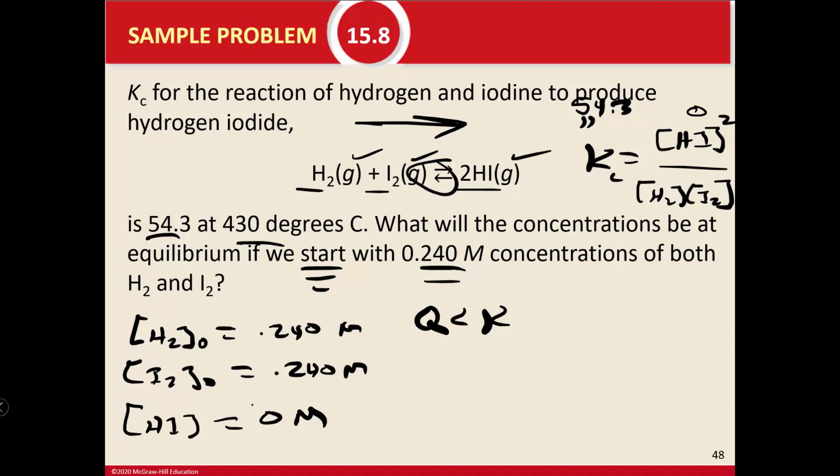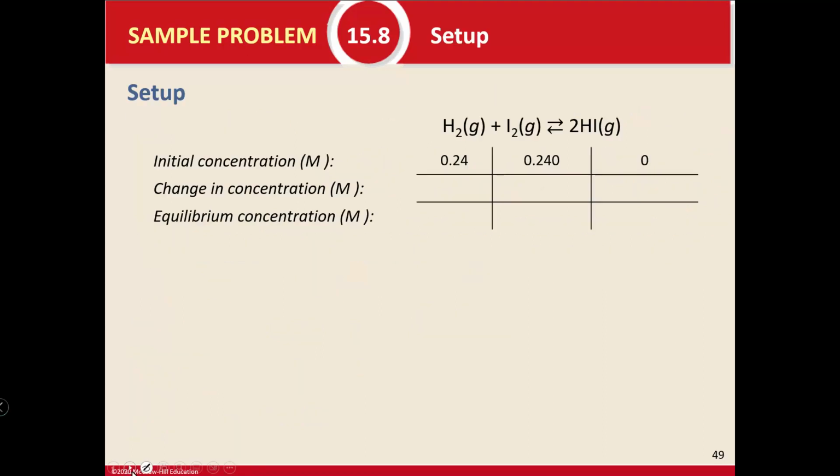So the next thing we need to do is write our ICE table. You're going to be doing lots of ICE tables, you might as well get used to it. Again, in the next chapter and the chapter thereafter, you're going to be writing ICE tables. So what do they look like?